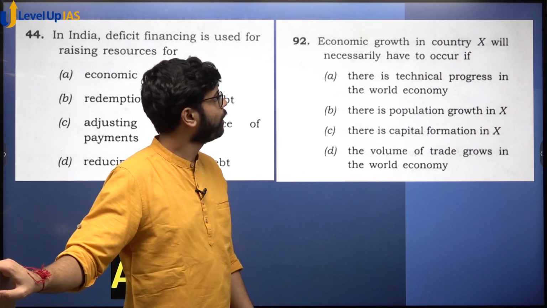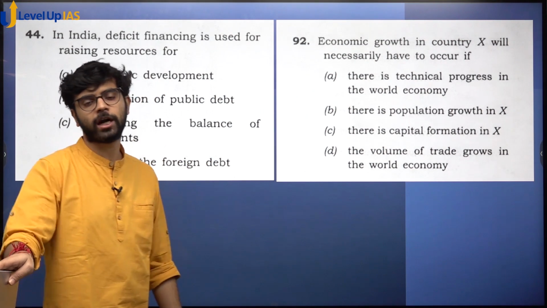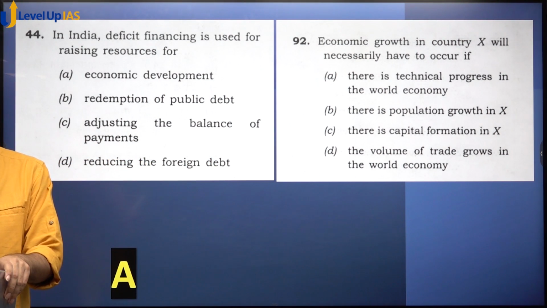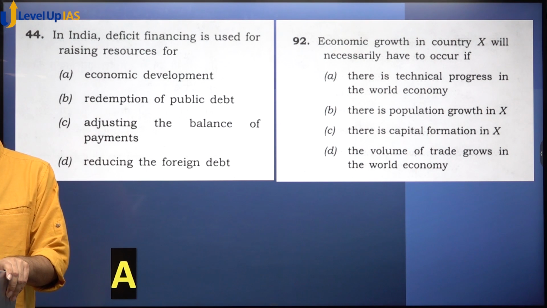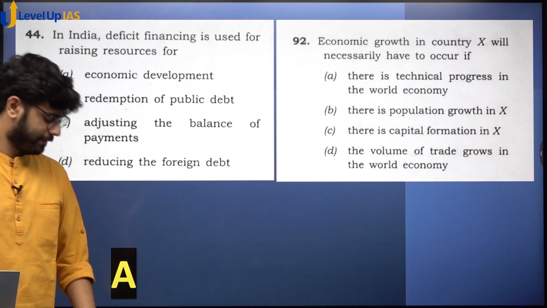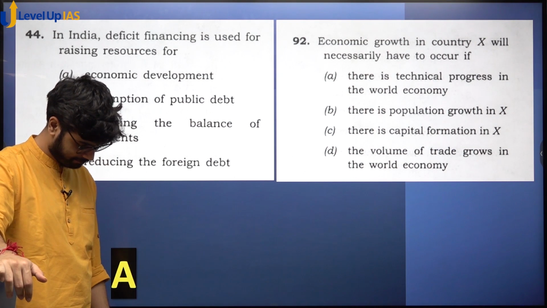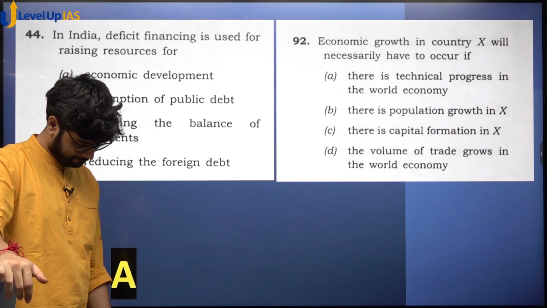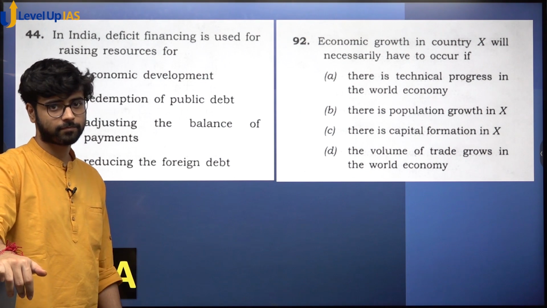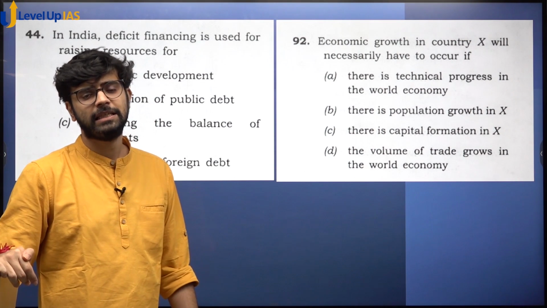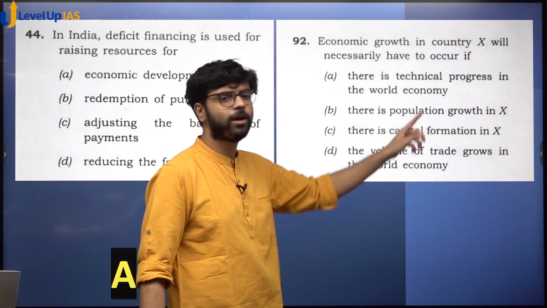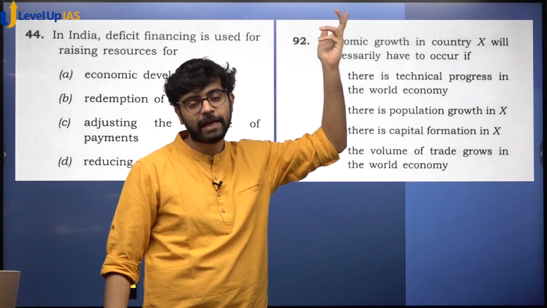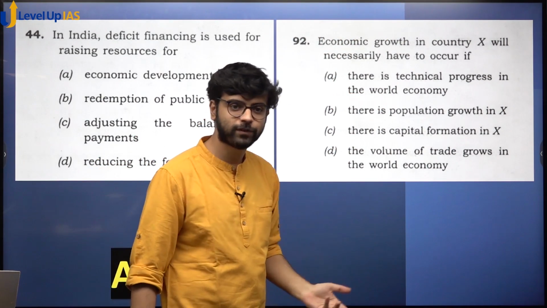Economic growth in country X will necessarily have to occur if what? What will happen? What do you think is the answer? Necessarily occur. When? There is technical progress in the world economy. It is happening in the world economy, that was already happening. Even when the British colonized us, technical progress was happening in the world economy.